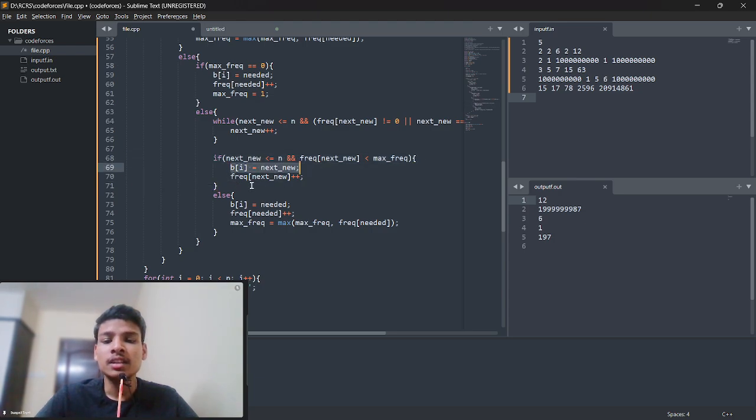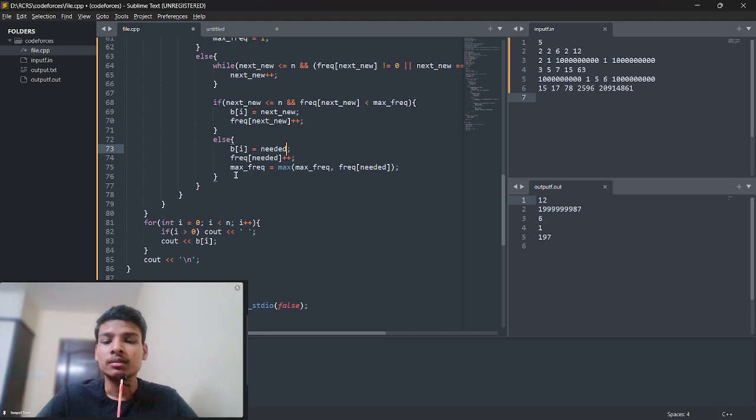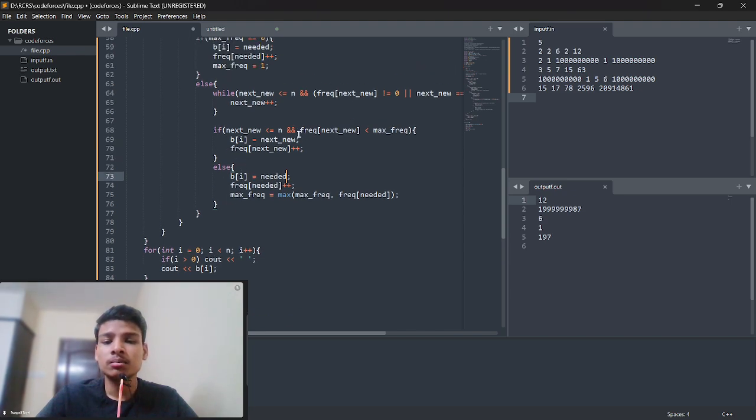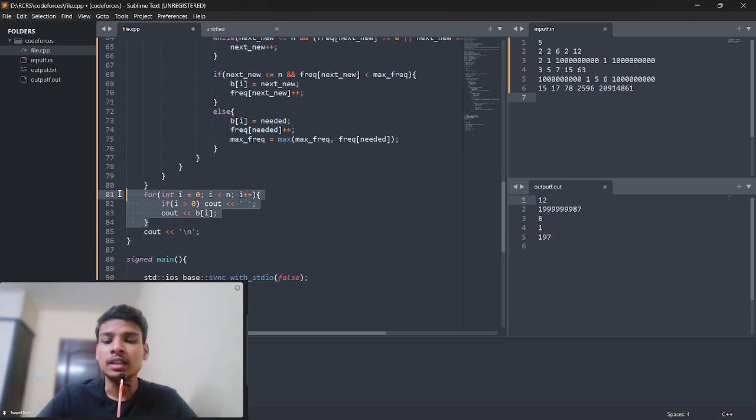So yeah, I'll just assign it to a new number and update the frequency. And if it is not the frequency case, then just assign the needed number, increase the frequency and update the maximum frequency, right? And print the answer in the end.